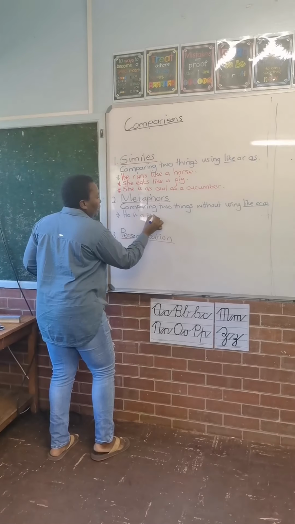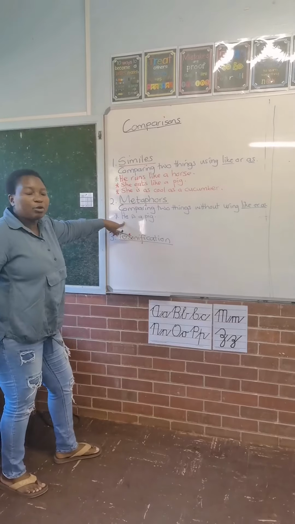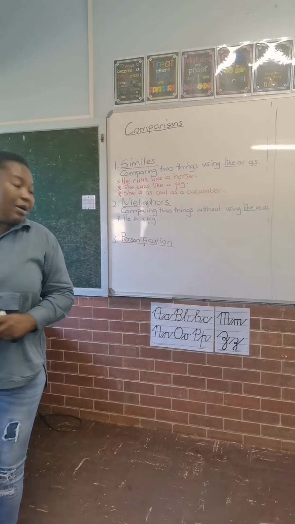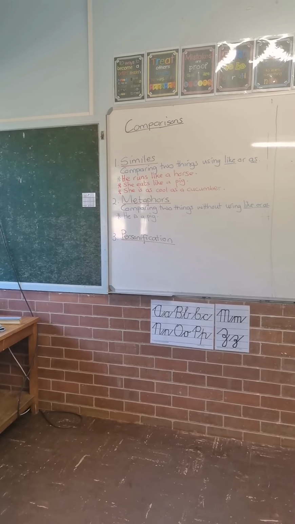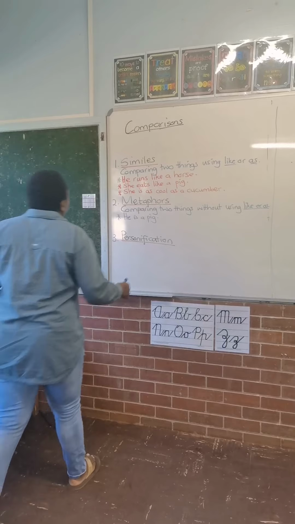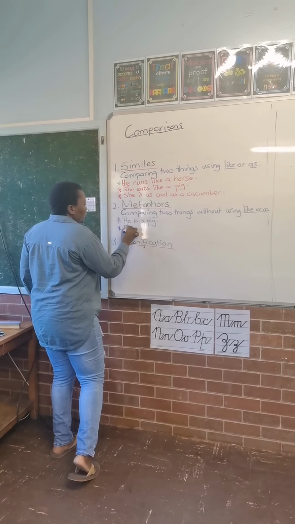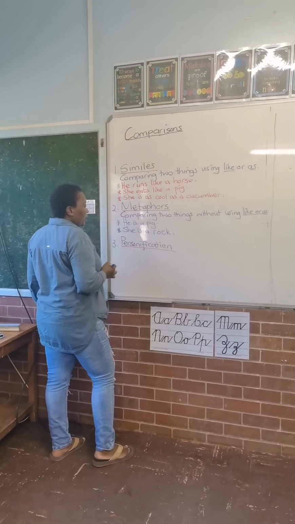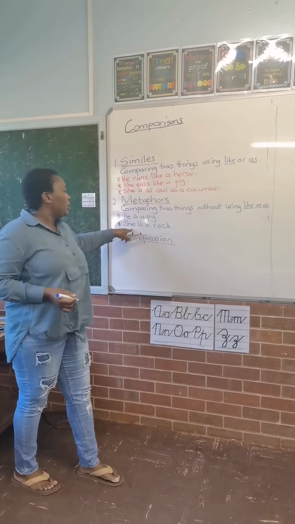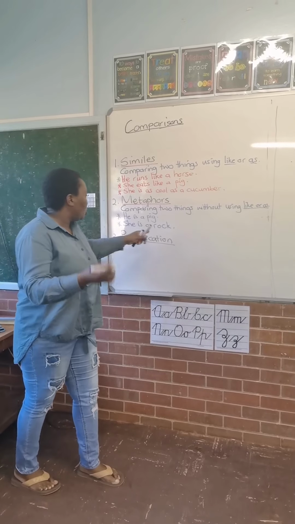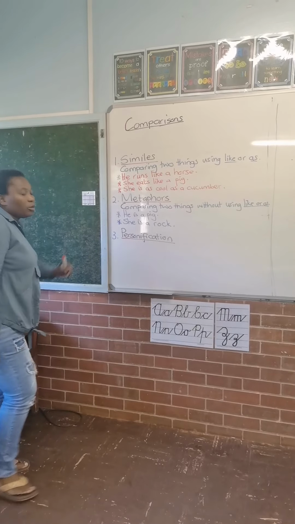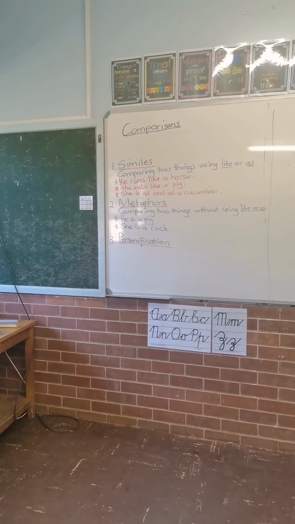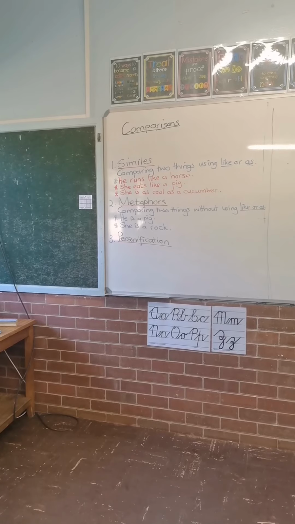We can say, for example, he is a pig. I have compared him to a pig without using like or as. He is a what? A pig. I can say she is a rock. I'm comparing her strength to a rock. If you check on those two, I've used comparisons, but I didn't use like or as.